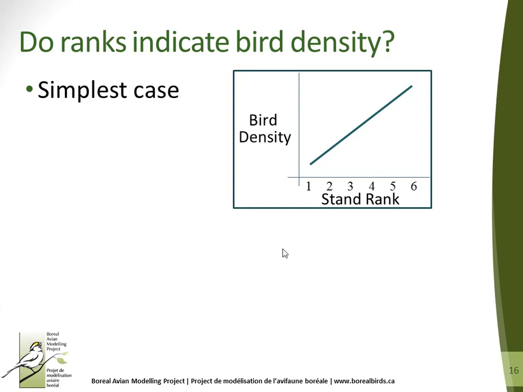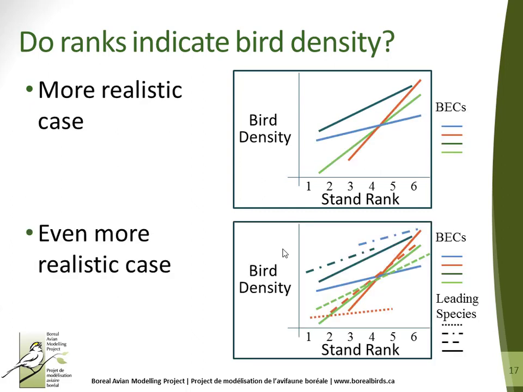The question that I addressed with these analyses is, do ranks indicate bird density? In the simplest case, we see a positive correlation. The ranks were not developed to be linear. There's no quantitative value associated with the ranks, and a 1 doesn't indicate a certain density of nests, and a 6 is not meant to indicate another density of nests. But in the simplest case, like I've depicted here, there is a relationship between stand rank and bird density. That's not realistic. The more realistic case, assuming there is a relationship, is that the relationship between stand rank and bird density will vary by BEC zone. Even more realistic is that the relationship will vary by the combination of BEC zone and leading tree species, because you see variation depending on site productivity, tree species diversity, and tree species structure.